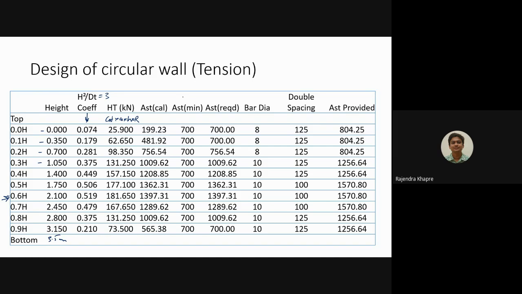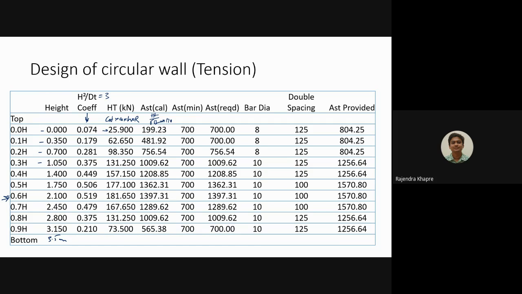Now for this purpose you can calculate the AST. AST can be calculated by a simple expression, that is hoop tension divided by sigma ST. The sigma ST value is 130. So whatever hoop tension is there, we are going to divide this by 130. Of course, the hoop tension is in kilonewton, so we have to convert this into Newton. Accordingly, the AST required is shown in this particular column. At the same time, we have to check whether it satisfies the AST minimum criteria or not. And we have just seen the AST minimum for this particular structure is 700 mm square.